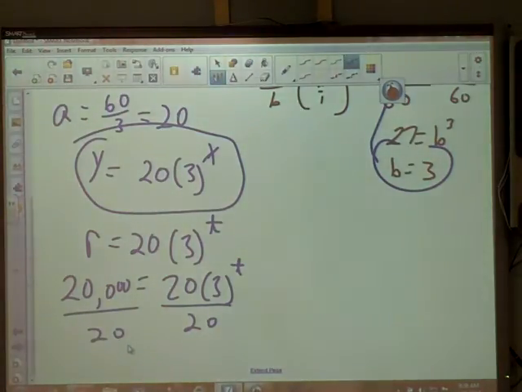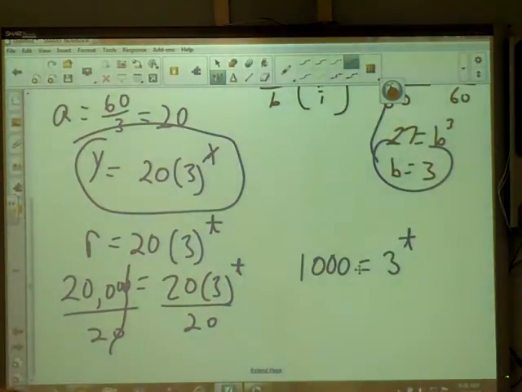I had some people grabbing their calculator here and I about smacked them. First thing, you can mark a 0 out. Common sense there, right? So now I got 2,000 divided by 2, which is 1,000, would equal 3 to the t.